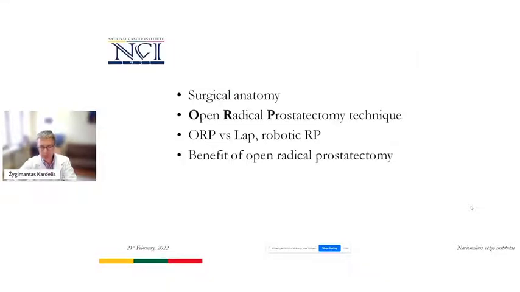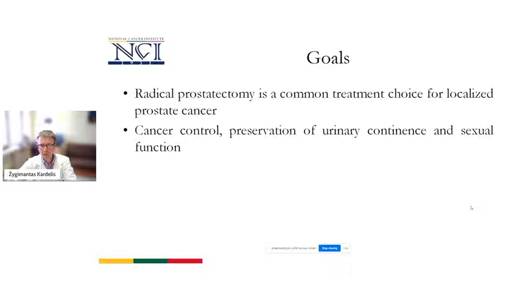In this topic, I will present some surgical anatomy, open radical prostatectomy technique, and some issues of open radical prostatectomy versus laparoscopic and robotic prostatectomies, and also some benefits of open radical prostatectomy. Goals: the main goals are to treat localized prostate cancer, to preserve urinary continence and keep sexual function, and to control the cancer.